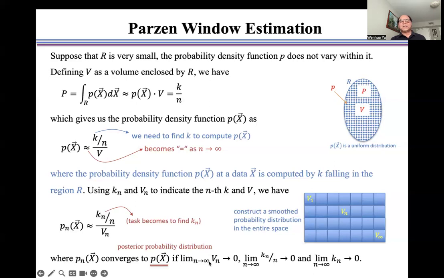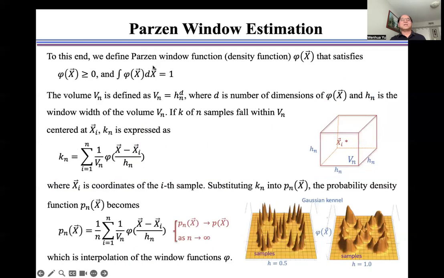When n tends to infinity, if Vn tends to 0, kn divided by n tends to 0, and kn tends to infinity, pn converges to the posterior probability distribution p. To this end, we define a Parzen window function phi that satisfies phi greater than or equal to 0 and the integral over R is equal to 1. The volume Vn is defined as hn to the power D, where D is the number of dimensions of phi and hn is the window length of the volume Vn.